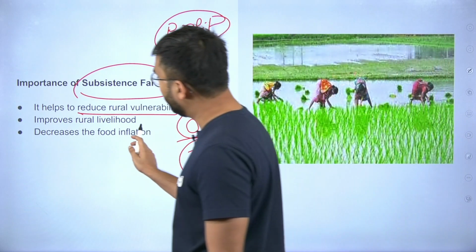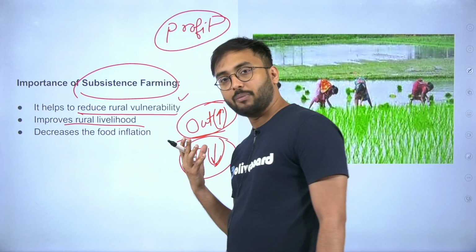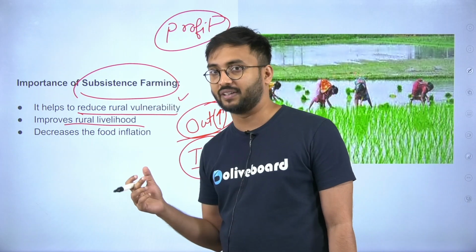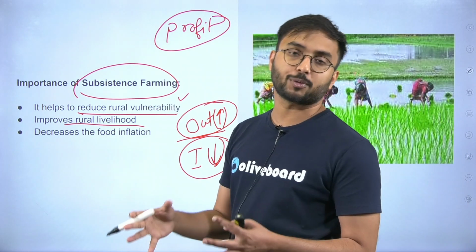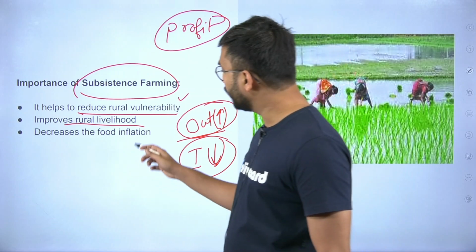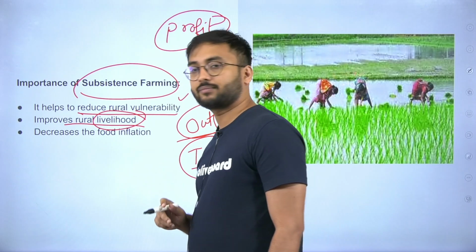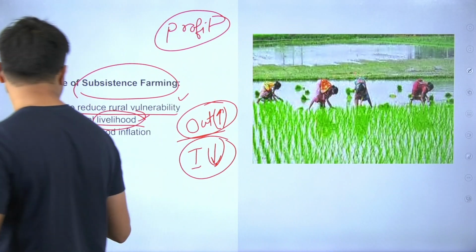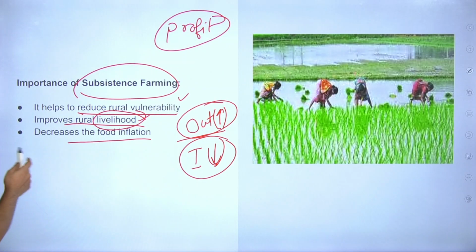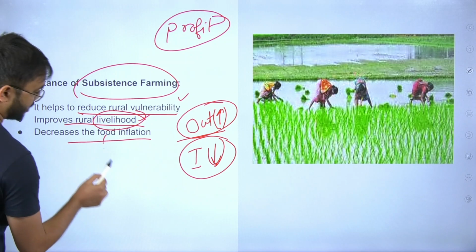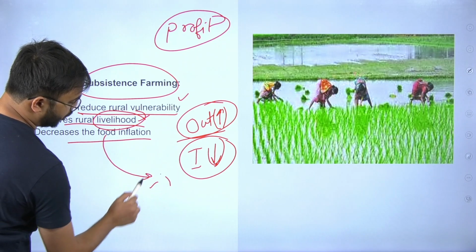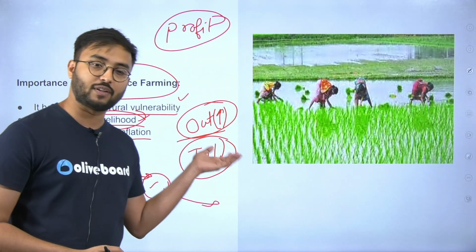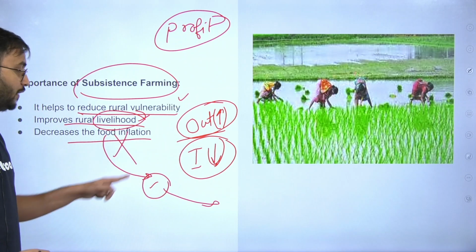Then, improvement of rural livelihood, as most of the people involved in various subsistence farming activities can use the crops for self consumption as well as use their employment and manpower in terms of labor. It also decreases food inflation. How does it decrease food inflation? As the total food grain production doesn't go to the market only, because in subsistence you use it for self consumption, there is no point of food inflation.